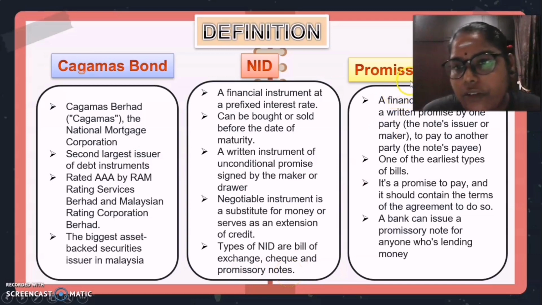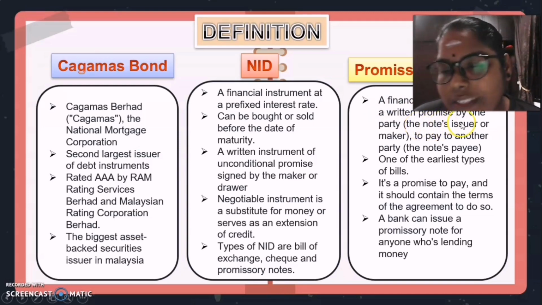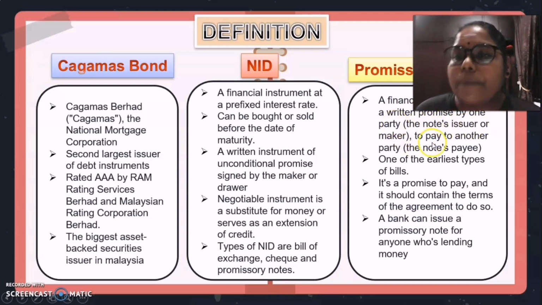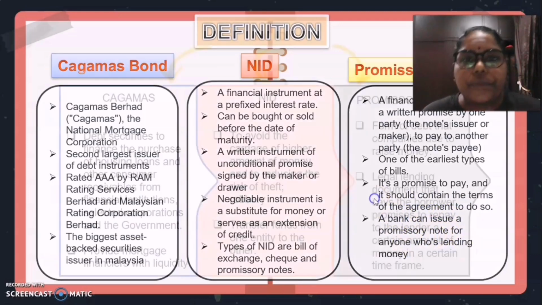A promissory note is a financial instrument with a written promise by one party, the note's issuer or maker, to pay another party, the note's payee. This is one of the earliest types of bills. It is a promise to pay, and it should contain the terms of the agreement to do so. A bank can issue a promissory note for anyone who is lending money.